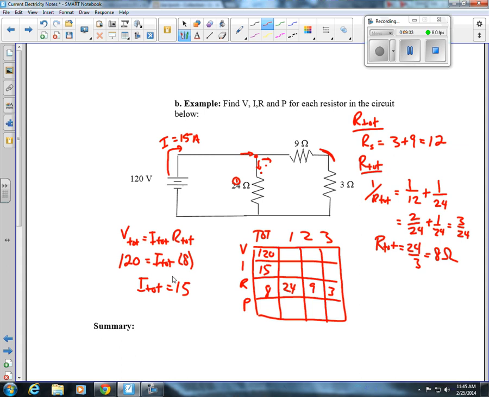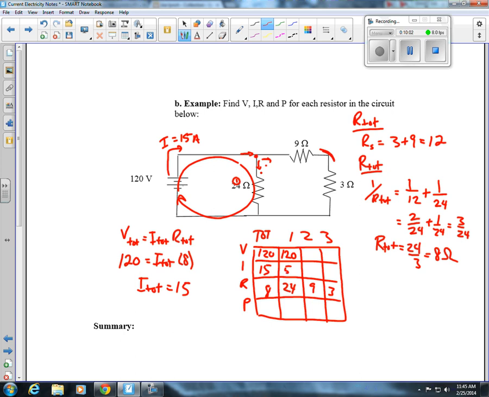The trick to this one is if I do my loop rule just for the left-hand loop and I go around here, the only resistor I'm going through is a 24 ohm resistor. So the voltage for that has to be the same as the voltage for the battery. So I know that this is 120 here. Now I can find that I, V equals IR, so I times 24 equals 120. So if I divide that out, 120 divided by 24, I get 5.